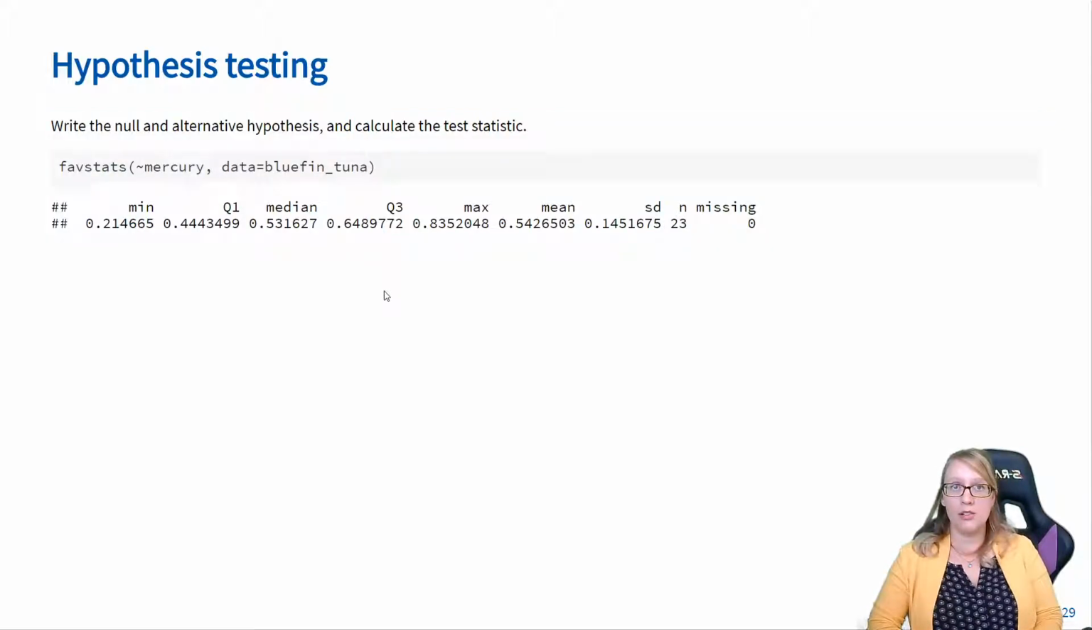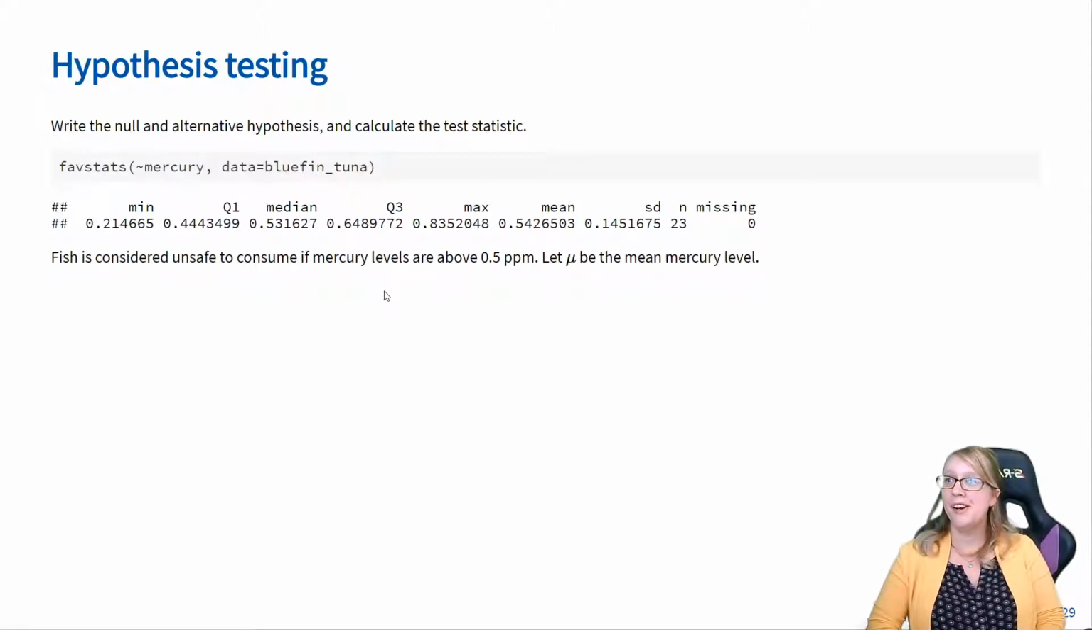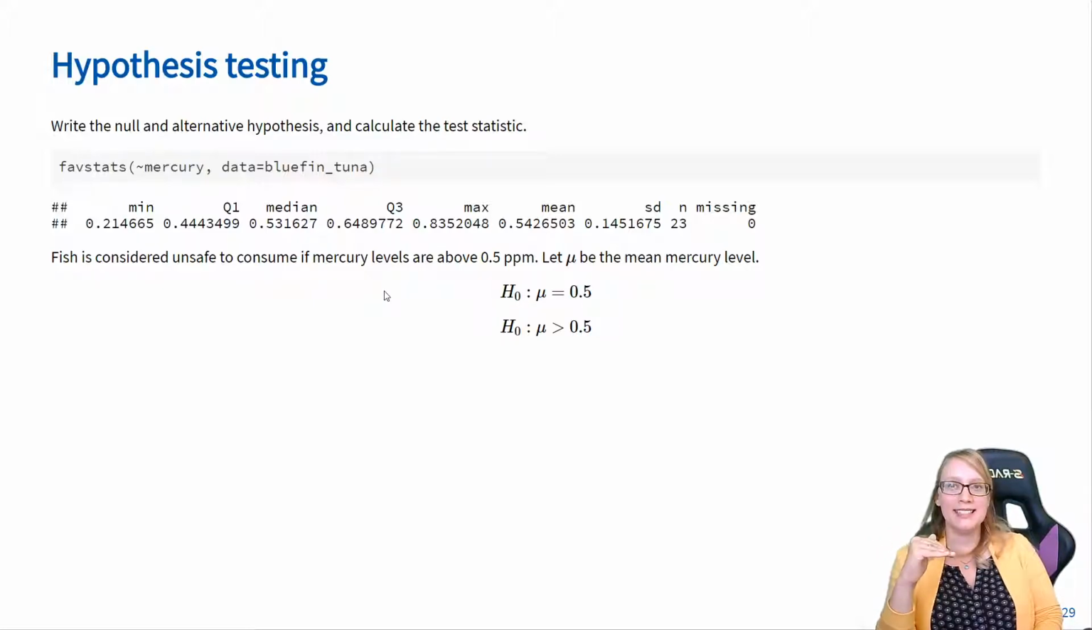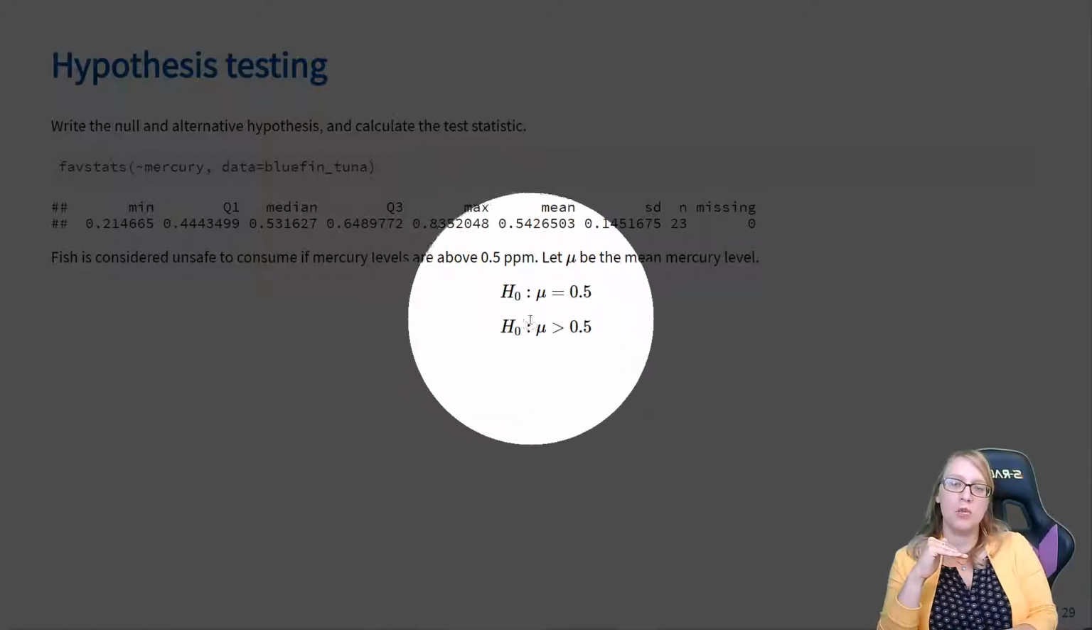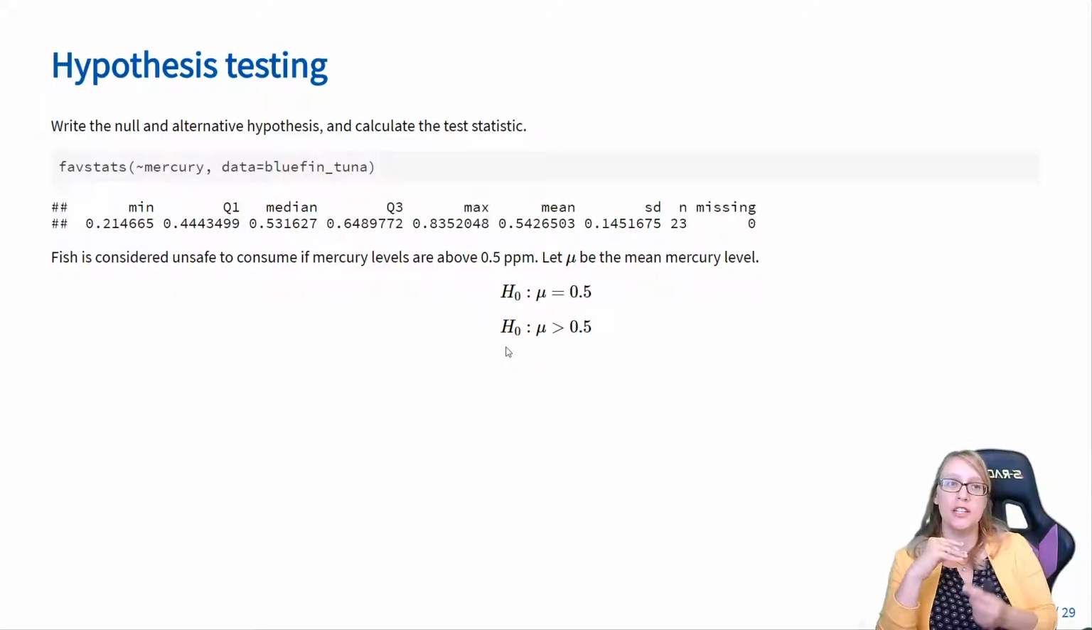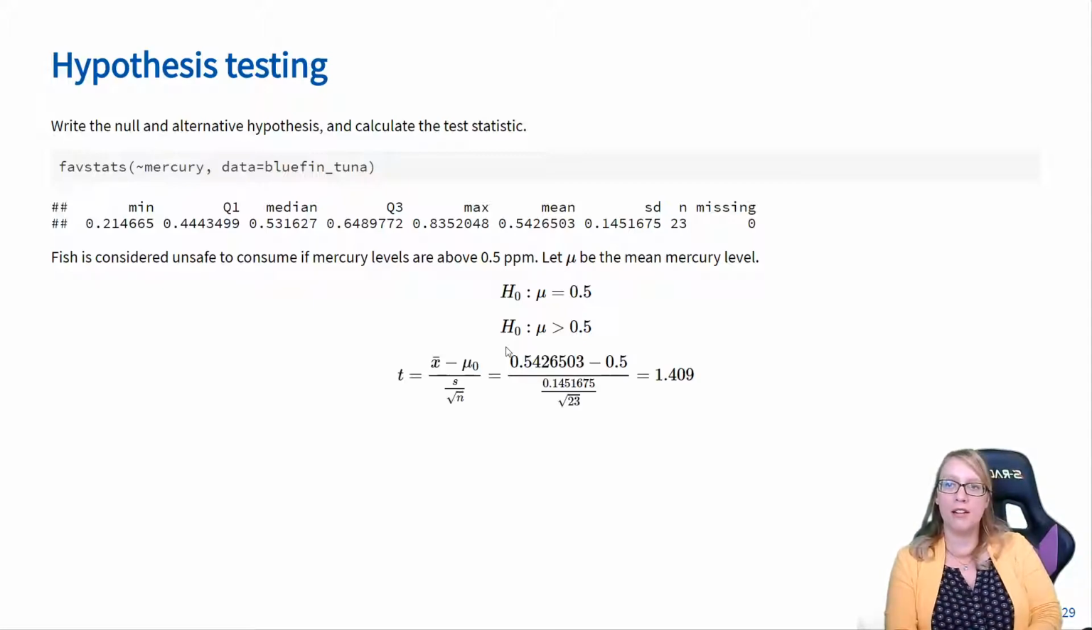Well, we'll start with our null and alternative hypothesis. Here is the summary statistics from our sample. We know that the fish are unsafe to consume if the mercury levels are above 0.5 parts per million, so that's going to be our criteria that we'll use. Mu is then the mean mercury level. Our null hypothesis is that the mean is exactly equal to 0.5, so that we're right at that cutoff. Our alternative, this should say HA here. What we're trying to show, or what the research question is really asking, is whether or not the mean is in fact greater than 0.5.